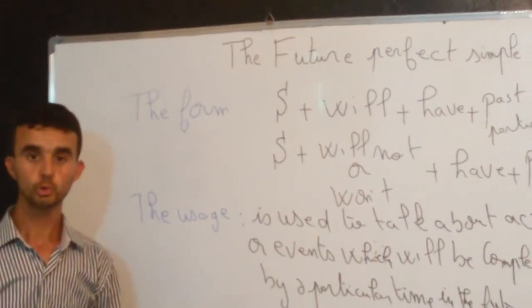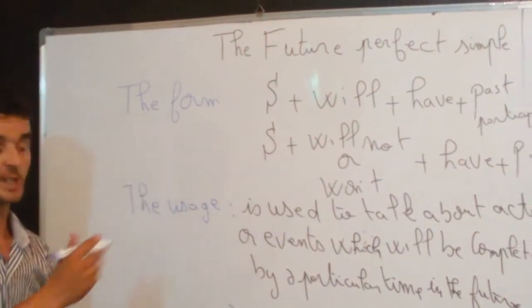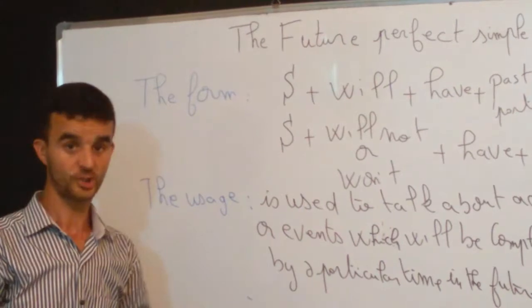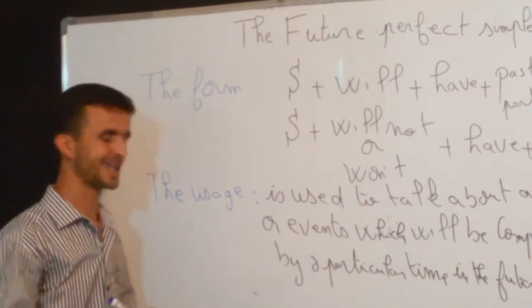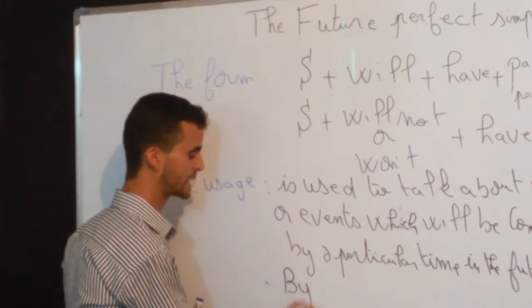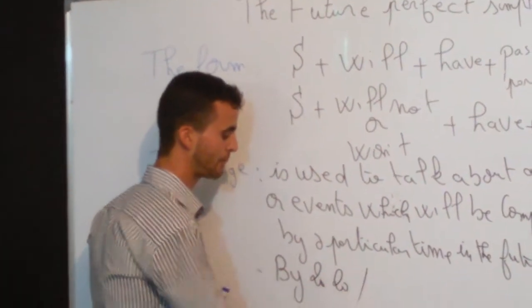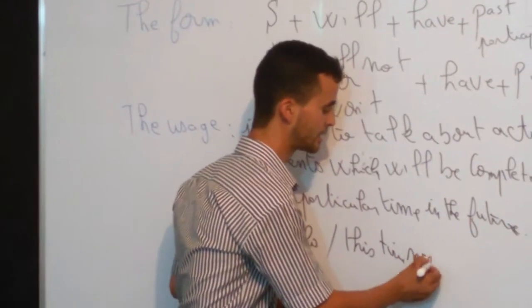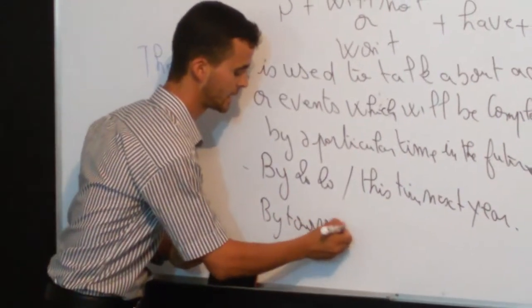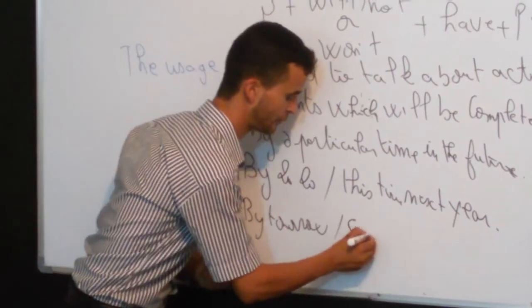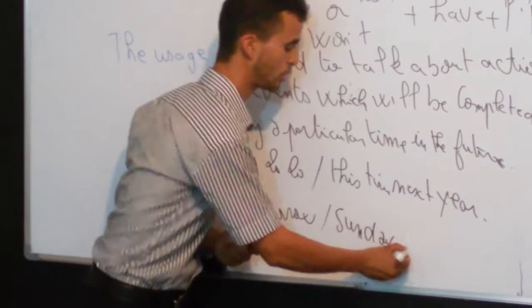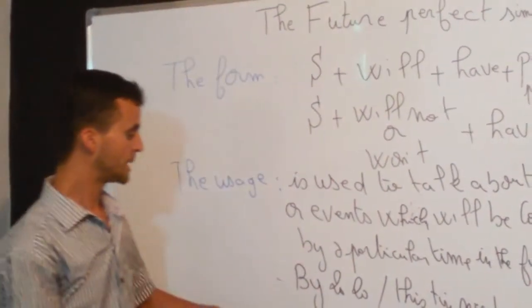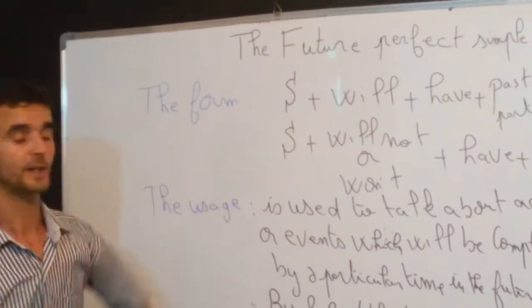We can also use the future perfect simple with some expressions, or we can also call them adverbials, such as by 2020, for example, by this time next year, right? We can also use by tomorrow, by Sunday, for example, and so on. So you can know that with these expressions, we use the future perfect simple.